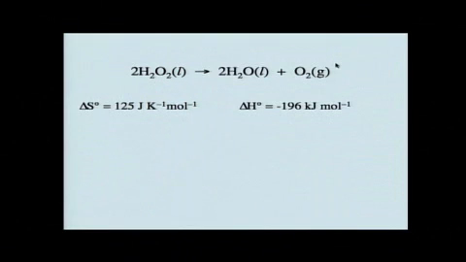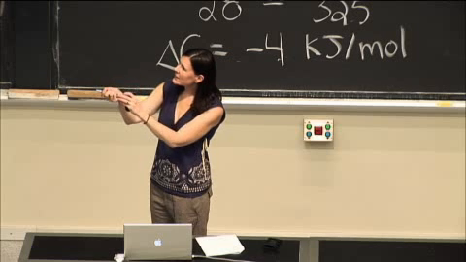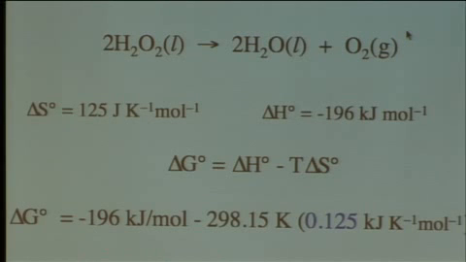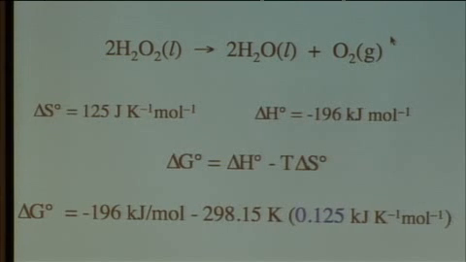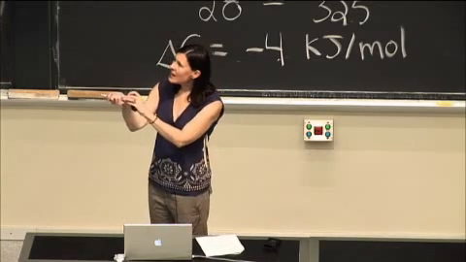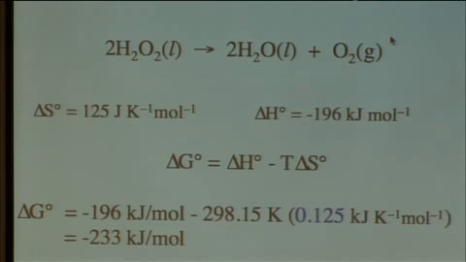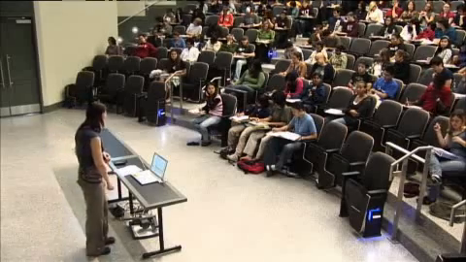To do this, we can take our values here, and delta G is equal to delta H minus T delta S. If we plug all of this in, our delta H is negative 196 kilojoules per mole minus our temperature. And I wanted you to write this in again because I want to make sure you get in the habit of converting our joules to kilojoules. It's 0.125 kilojoules per Kelvin mole. So we end up with a delta G of negative 233 kilojoules per mole. Is that spontaneous or non-spontaneous? Great, so the reaction here is spontaneous.